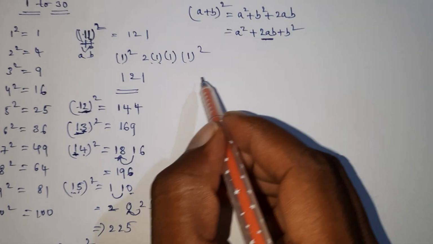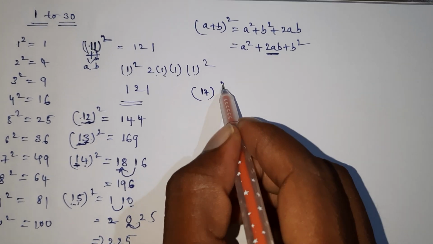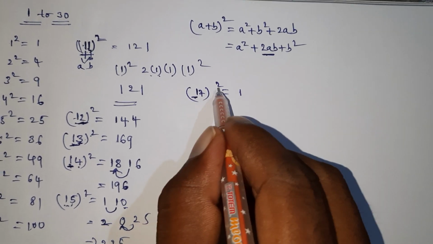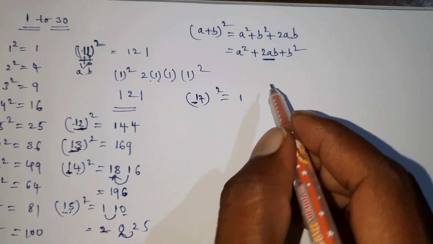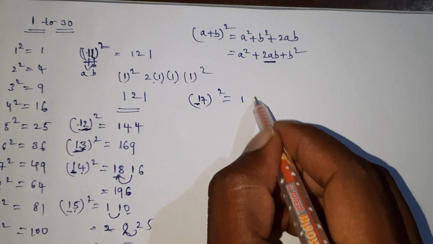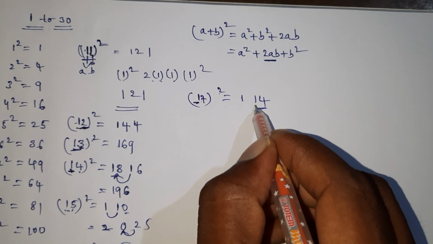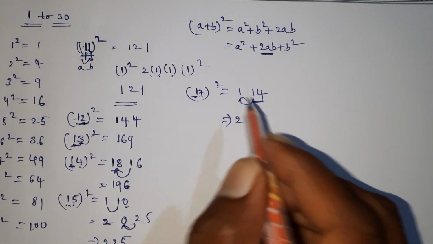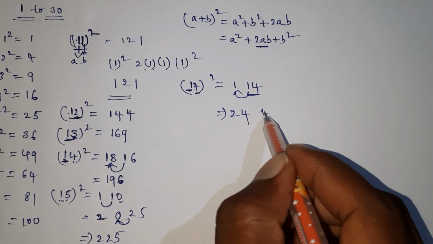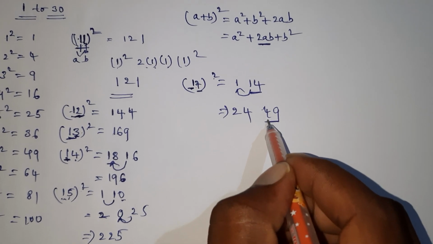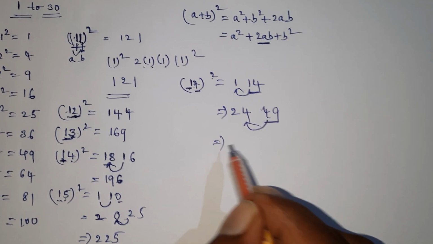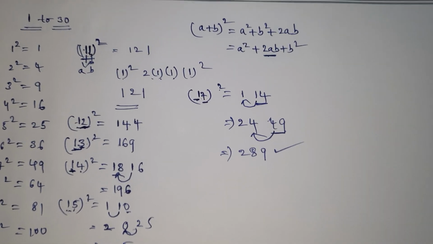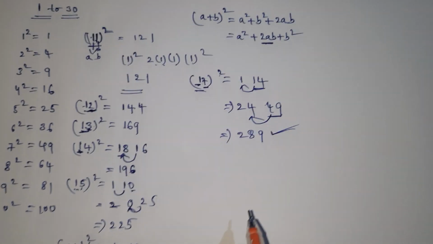Okay, next coming to 17 square. Again a square 1, 2ab 2 into 7 into 1 is 14, so 14. In this 14, 1 is carry, added to 1, so 2, 24. Now 7 square means 49. In this 49, 4 is carry, this 4 is added to 24, how much? 28, and 9 keep like this: 289. 17 square means 289.